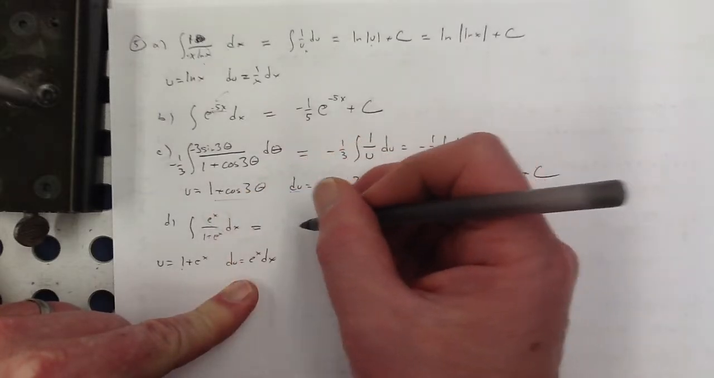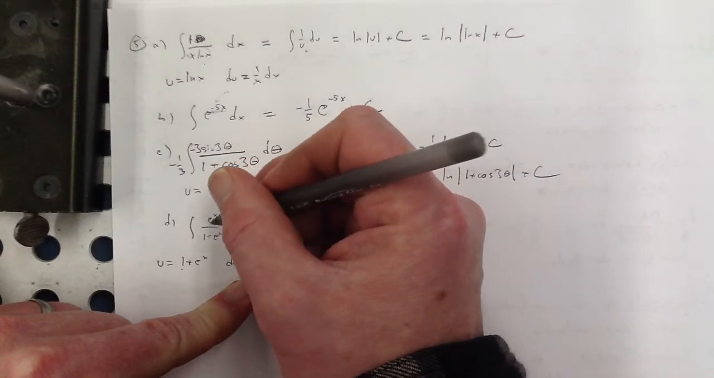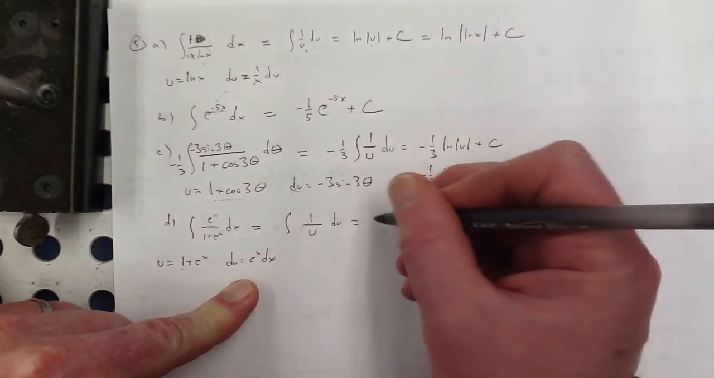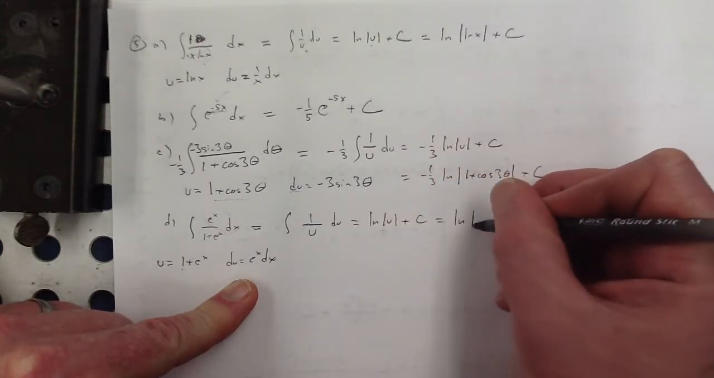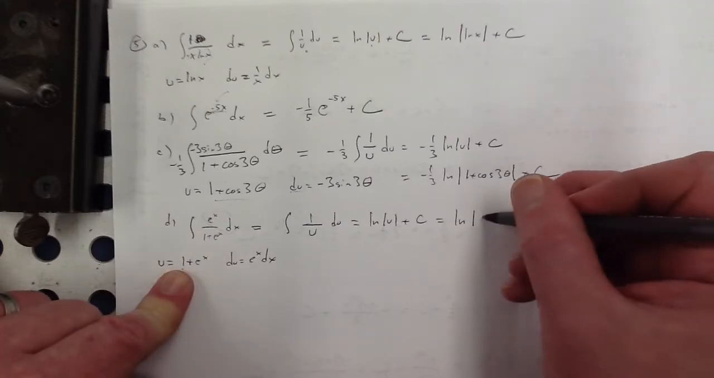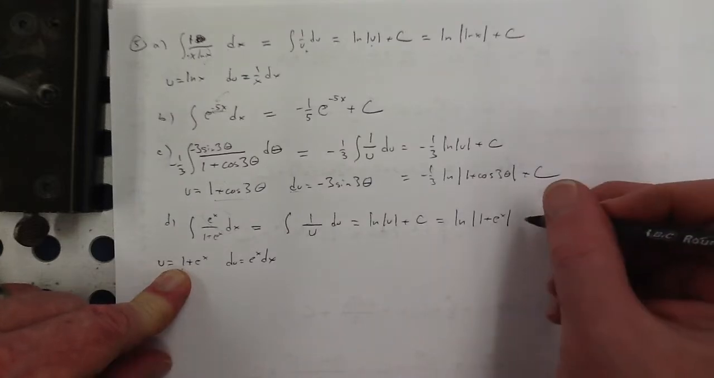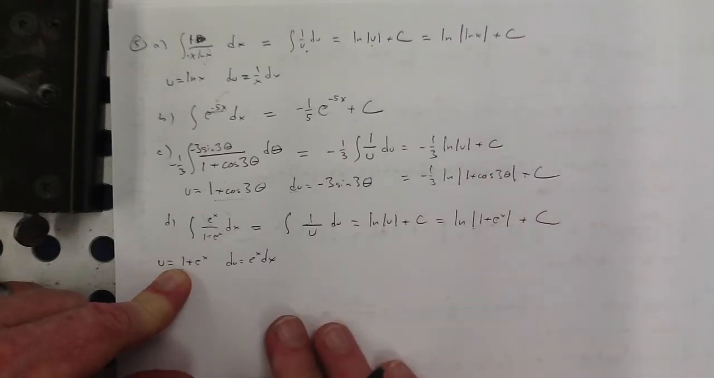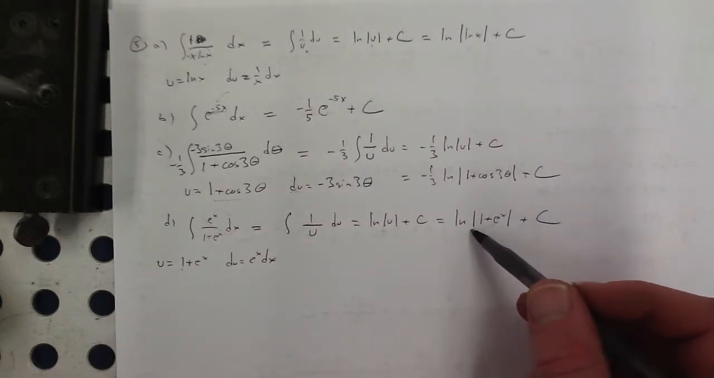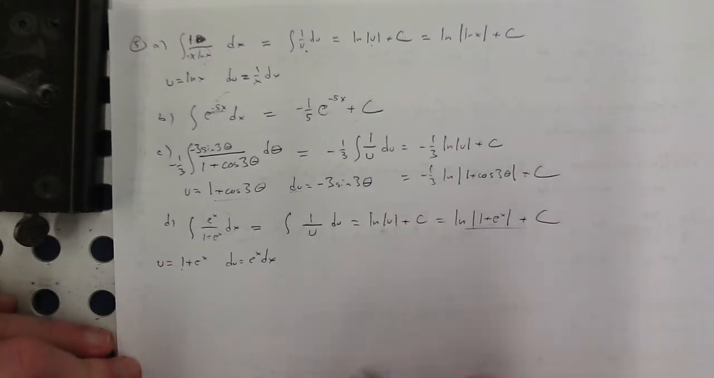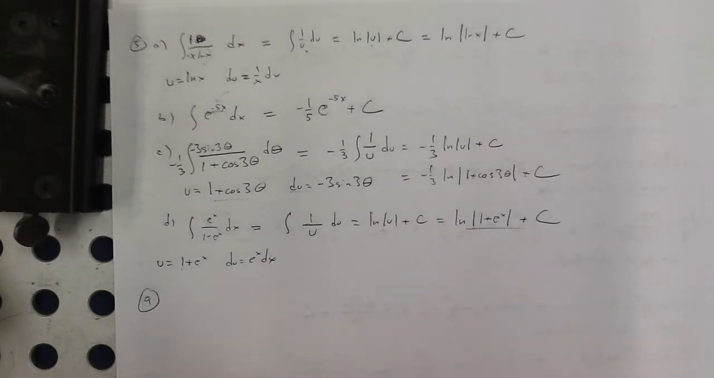So that looks like, got my du is this, and then 1 over u. So that's natural log absolute value u plus c. And if you're really paying attention, you don't need the absolute value signs in this one, because 1 plus e to the x can never be negative, or 0. So we're okay without them there, but it's not wrong to have them there. Just a little redundant.